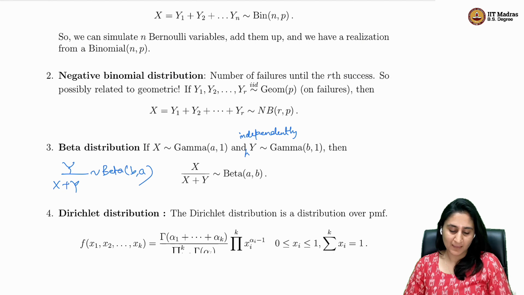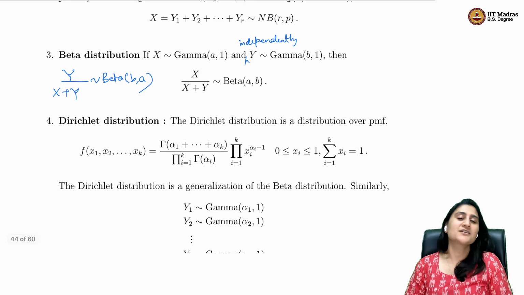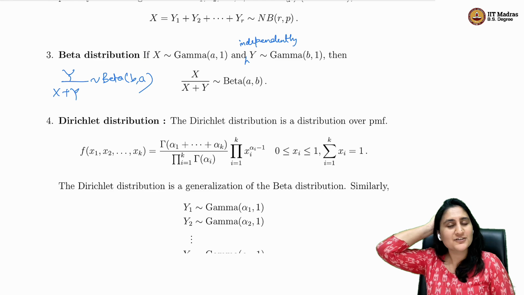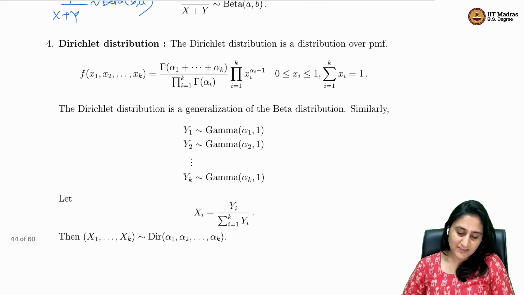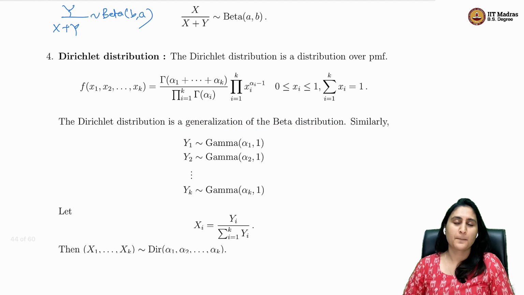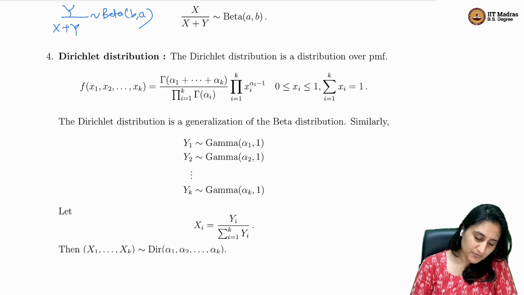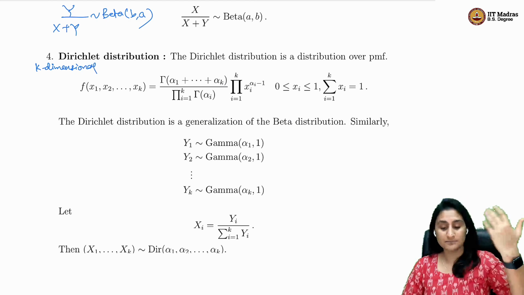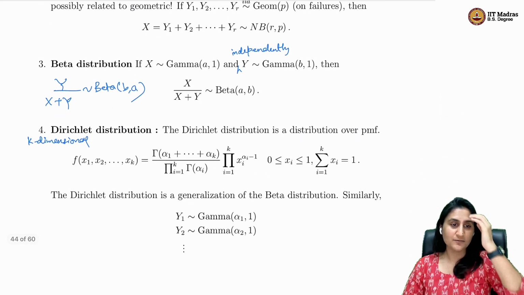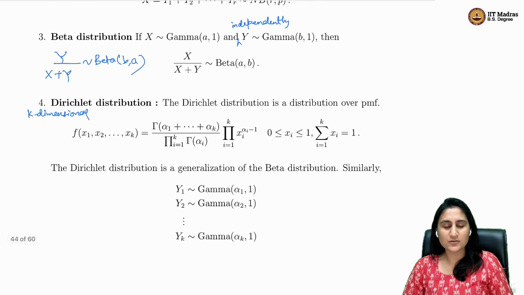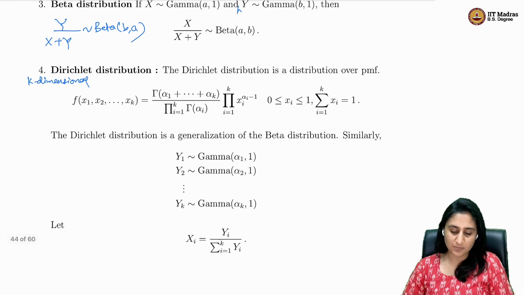All right, let's look at another one, the Dirichlet distribution. The Dirichlet distribution is a generalization of the beta distribution. It has a probability mass function f(x1, x2, up to xk). The Dirichlet distribution is essentially k-dimensional. It's not a one-dimensional random variable like beta, binomial, negative binomial, and so on. In fact, it is k or also k minus one dimensional, but let's just stick with k.